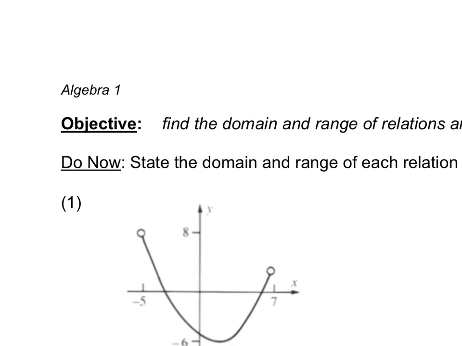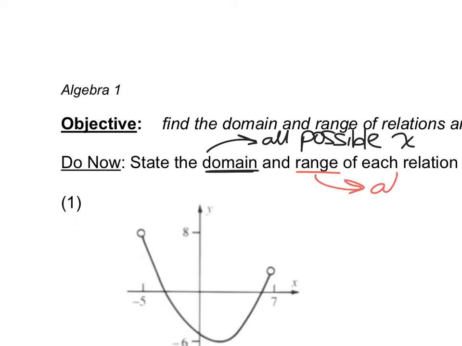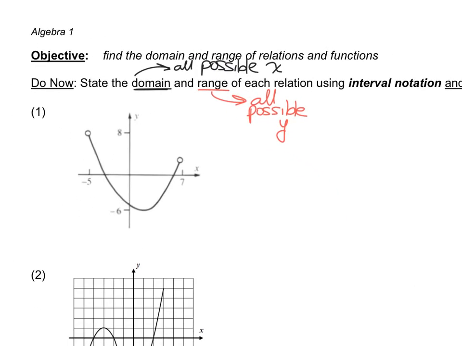So the domain of a function is the list of all possible values of x. The range would be the list of all possible values of y. All right. So here we're not listing them individually. We're listing them as an interval.